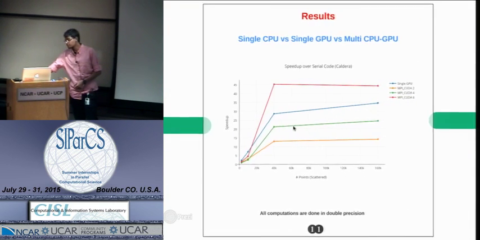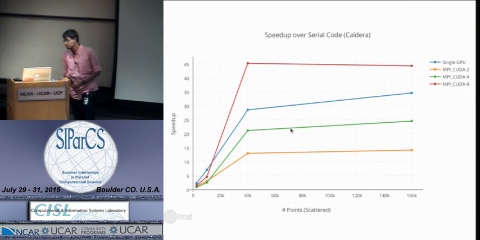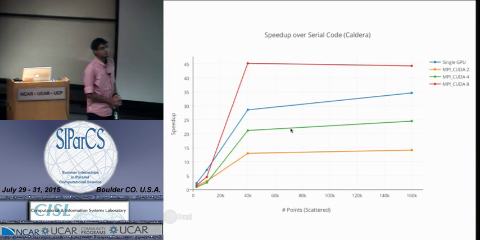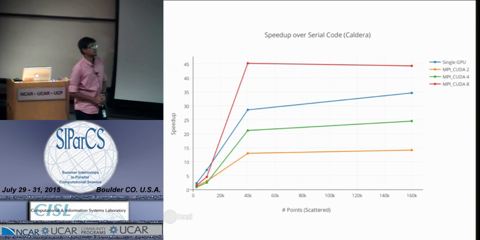Next, coming to the multi-CPU GPU results. We have 4 implementations here. The first one is a single GPU, and then MPI CUDA 2 is using 2 CPU cores and 2 GPUs, MPI CUDA 4 is 4 cores and 4 GPUs, and then 8 cores and 8 GPUs. We had up to 45x speedup using 8 GPUs, but that's just over 10x speedup over the single GPU version.